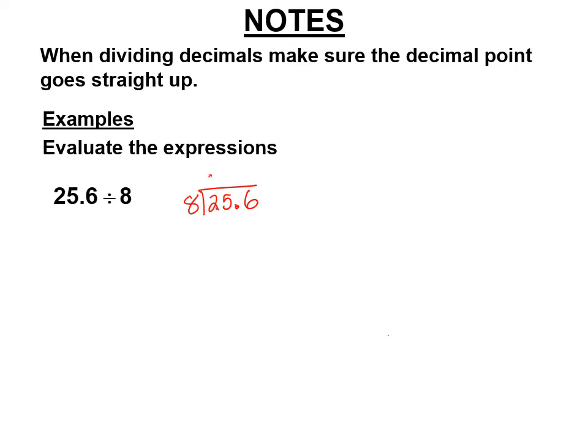8 doesn't go into 2. Now there's a 0 that's going to go away. You can put it or not. This one is going to go away because it's on the left side of the decimal point. 8 goes into 25 3 times. The 3 has to go above the 5. It goes over the last digit you divide into. So 3 times 8 is 24, remainder 1. Before you bring down the 6, decimal goes straight up. Then you bring the 6 down. 8 into 16 goes twice. And so 25.6 divided by 8 equals 3.2 or 3 2/10.